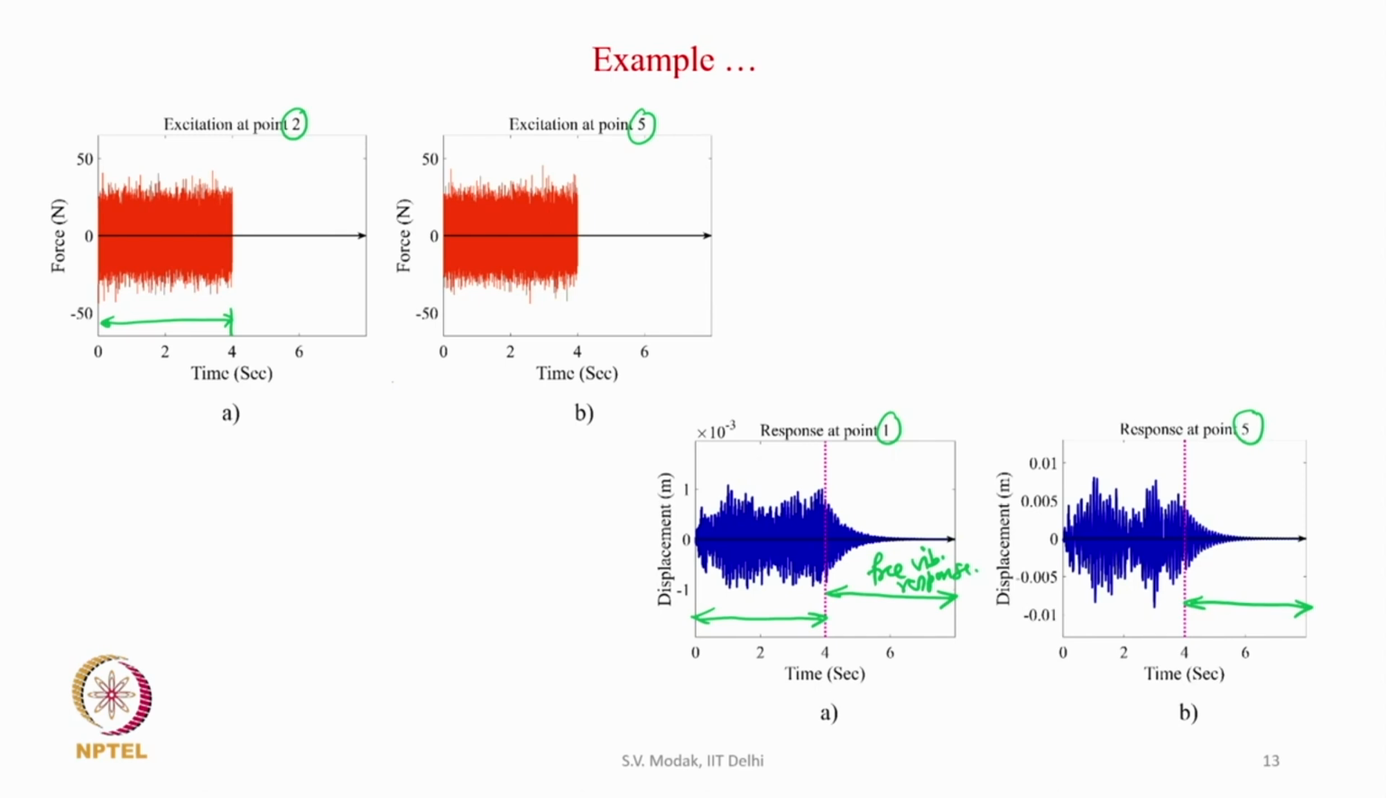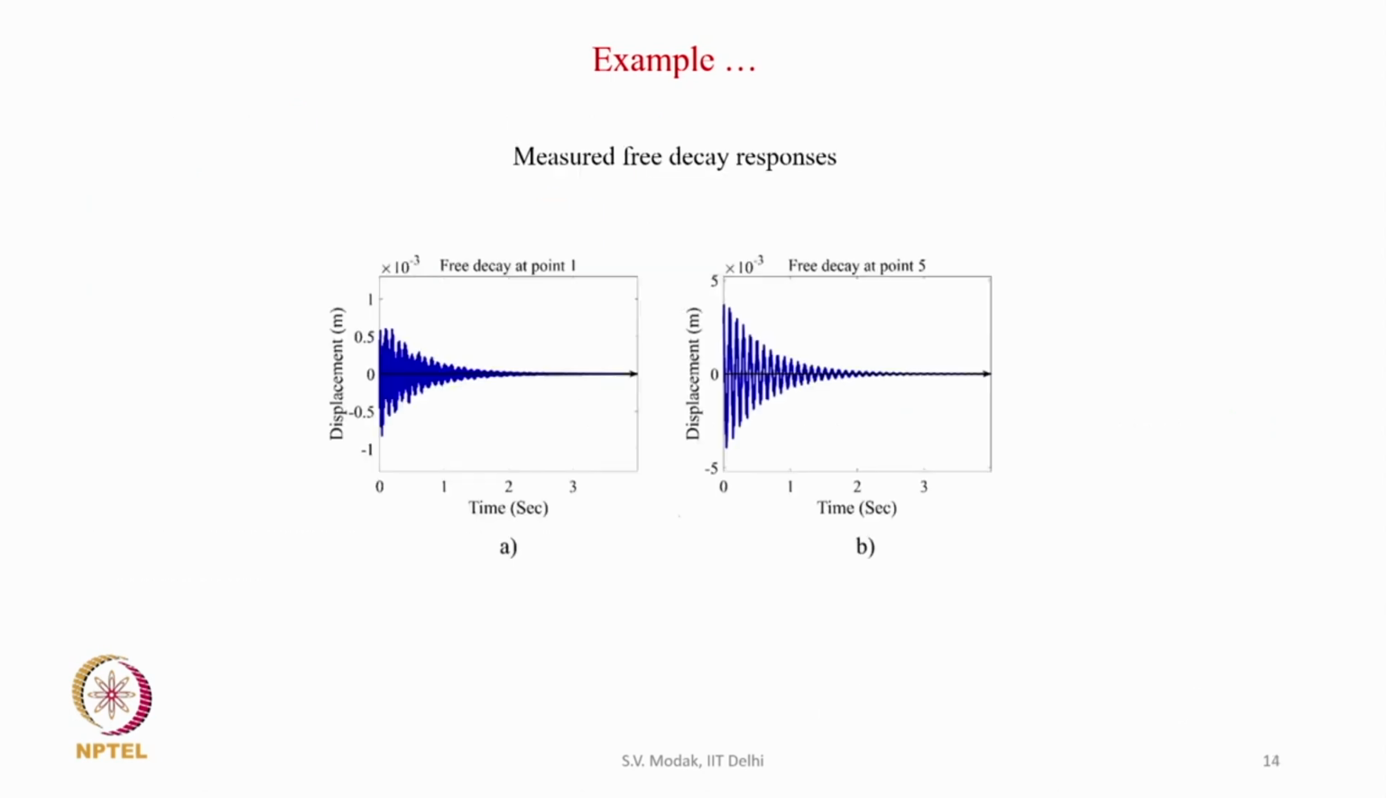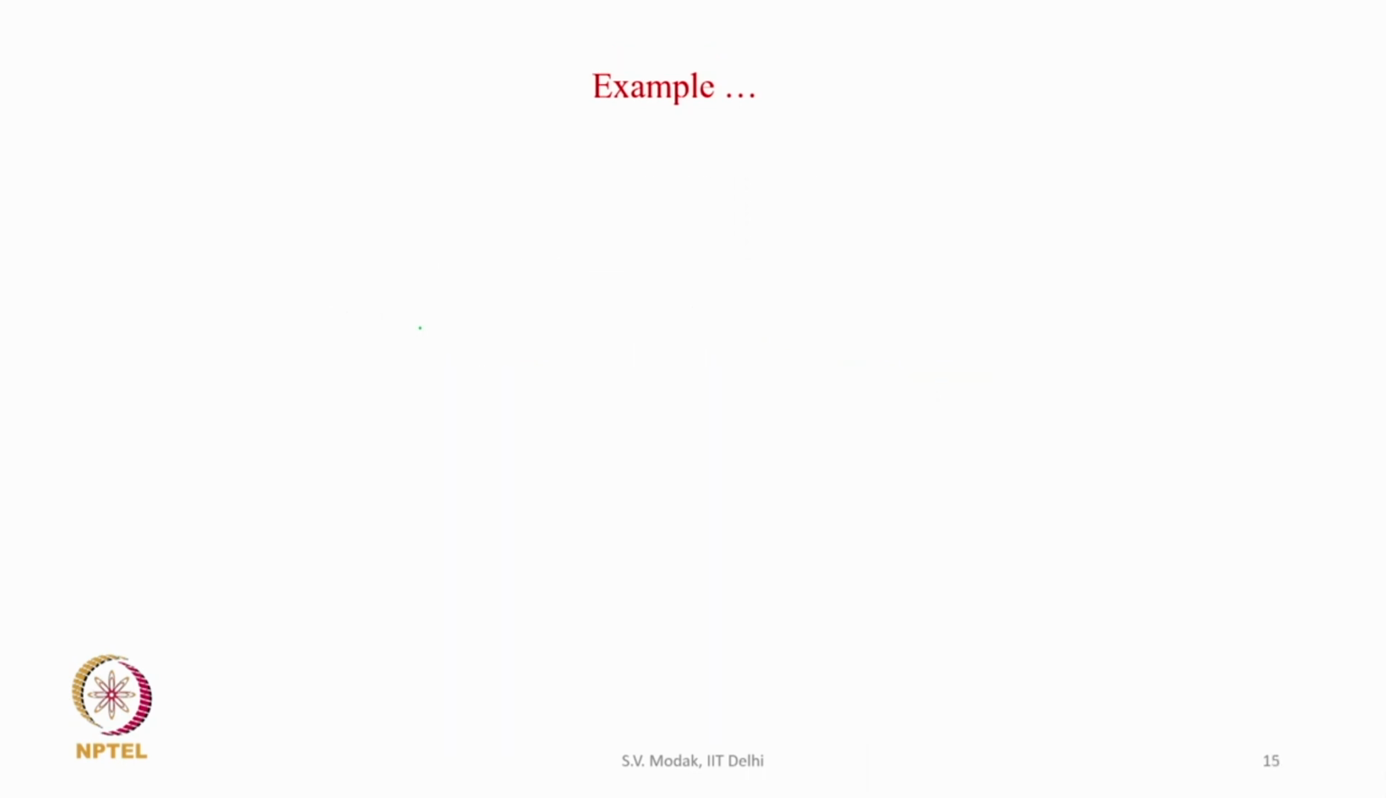Now we would measure the free vibration response, as we want to measure the free decay response. We measure the free decay responses at all the points. So, this is what we measure at points 1 and 5. You can see the response is continuously decaying, so this is nothing but the free decay response. We have taken a record of 4 seconds length at all the 5 points. And now these are the free decay responses which will be used to construct the Hankel matrix.